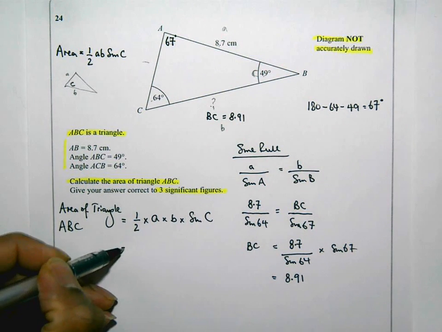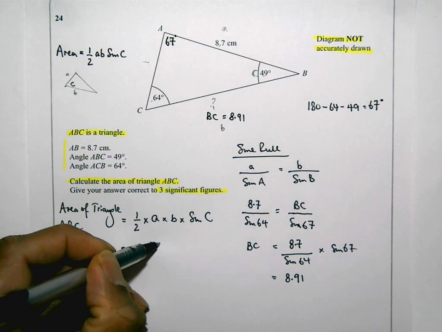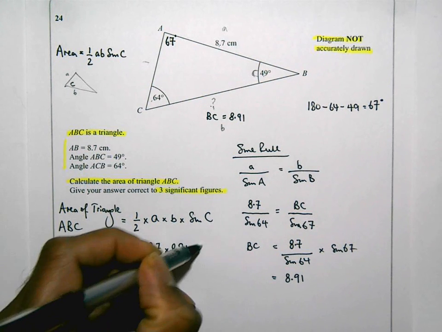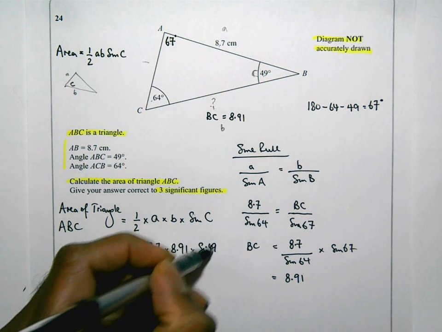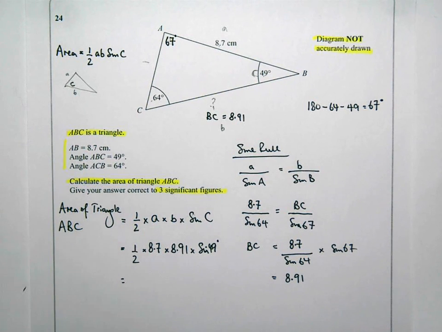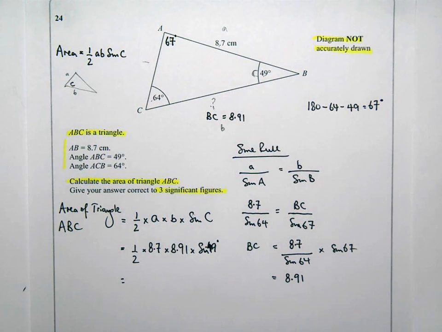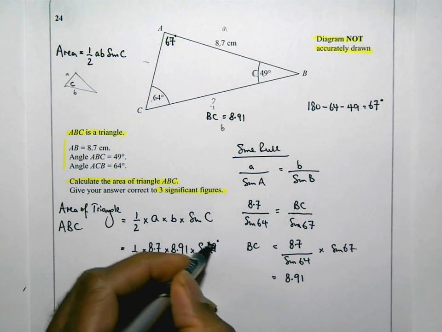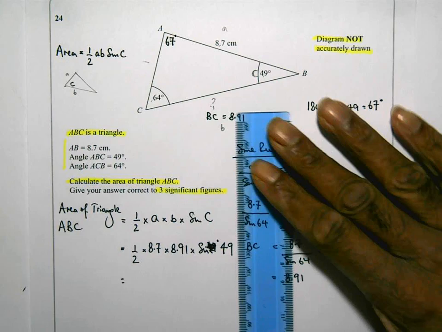So a half times 8.7 times 8.91 times sine of the angle between them, and the angle between them is 49 degrees. Okay, let's just make this a bit clearer. 49 degrees. Don't think I did that properly. Let's just scrub that out. I'll put 49. So sine of 49 degrees. Just going to draw a line here to make sure that my workings aren't mixed up.